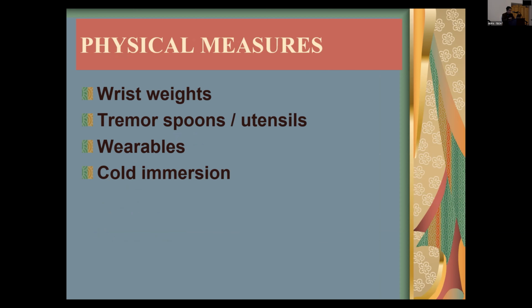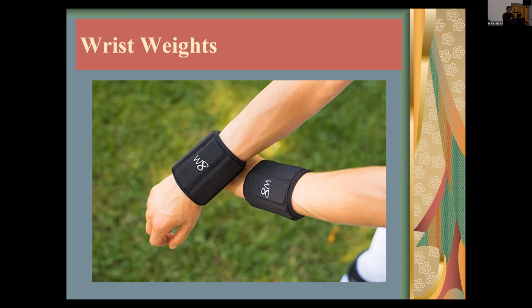And then next, I talk about physical measures. So we're going to talk about wrist weights and special spoons and utensils, wearable devices, and then cold immersion. The easiest one would be wrist weights. So I ask patients to go to a sports shop or even a shop through eBay or Amazon and get half a pound to 2 pound wrist weights.